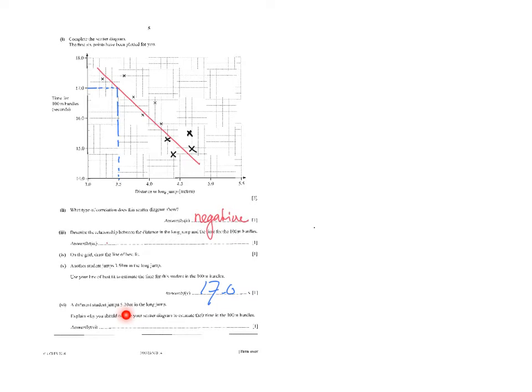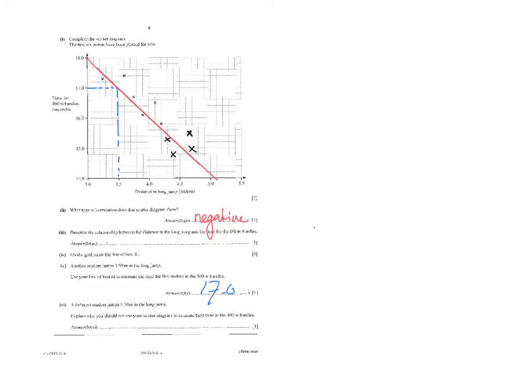A different student jumps 5.2 meters in a long jump. Explain why you should not use your scatter diagram to estimate their time in the 100-meter hurdles. Let me see, 5.2. Well, that would be below my line. Is that right? If I just draw the line a little bit longer. Yeah, 5.2. It's not on my line.